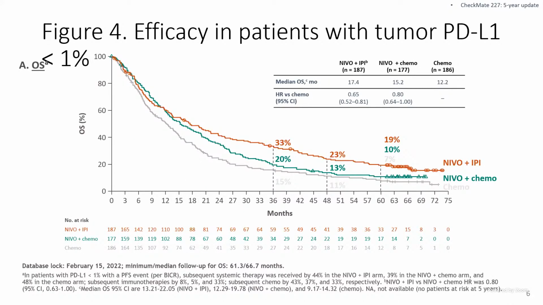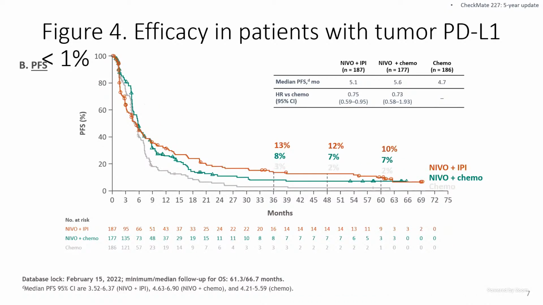For patients with PDL1 less than 1%, again, overall survival at 5 years is 19% versus 7%. Median overall survival of 17.4 months versus 15.2 months. Hazard ratio of 0.65, not crossing unity, stating it is a significant finding. Next slide, please. Again, for PDL1 less than 1% patients, the progression-free survival with Nivo plus EP versus chemo is 5.1 versus 4.7 months. But as we are aware, it is more the tail which is important. At 5 years, it is 10% versus 2%. Next slide, please.